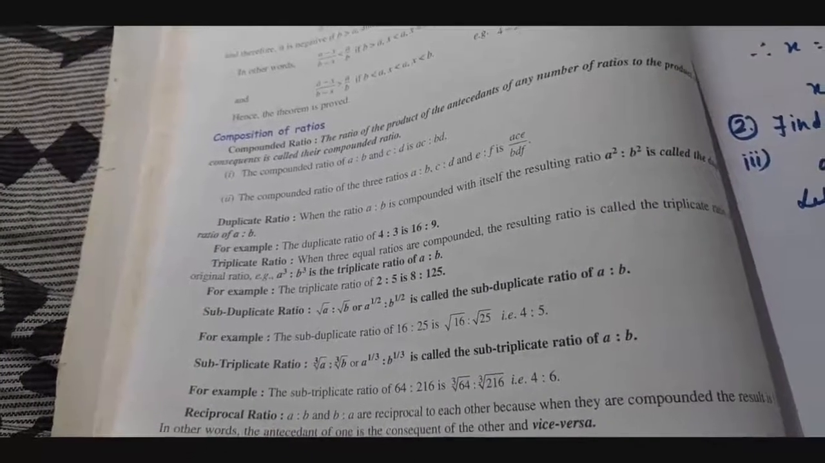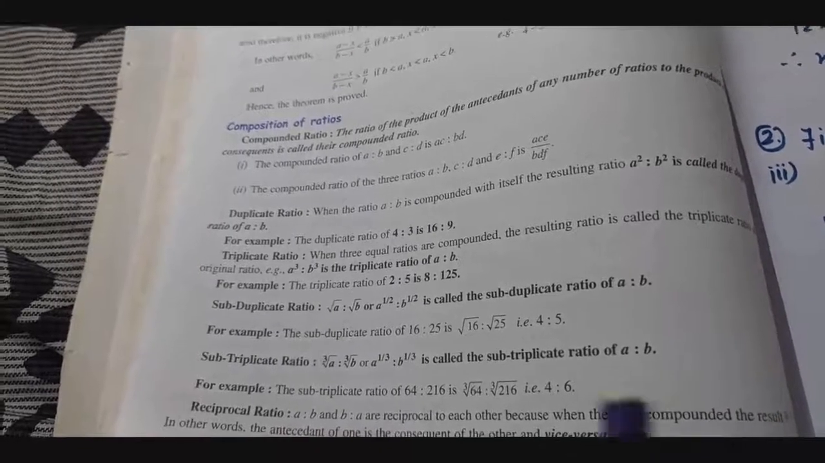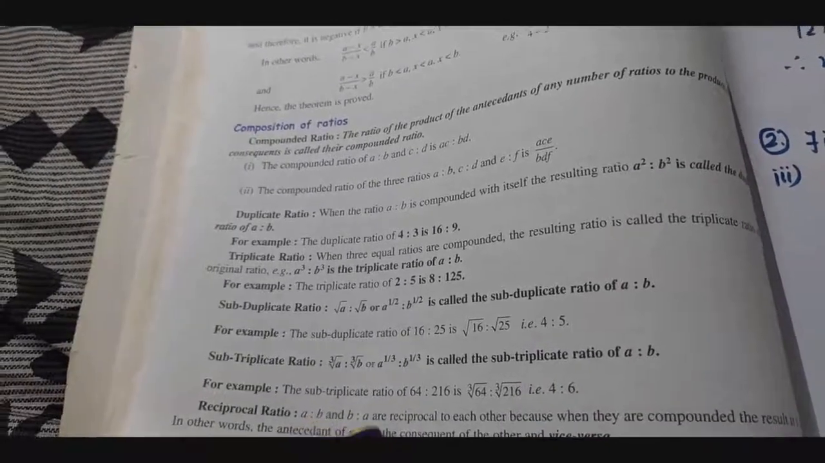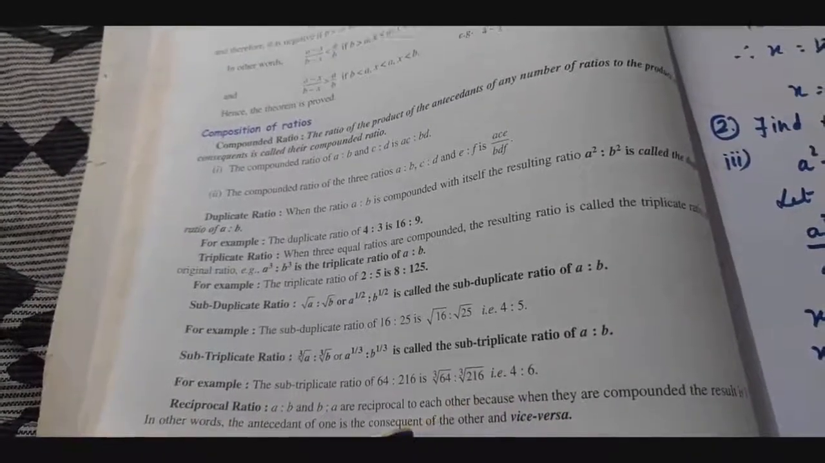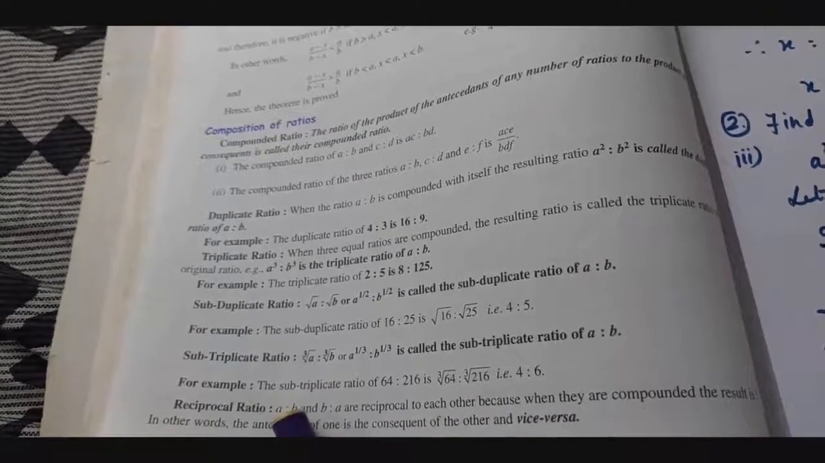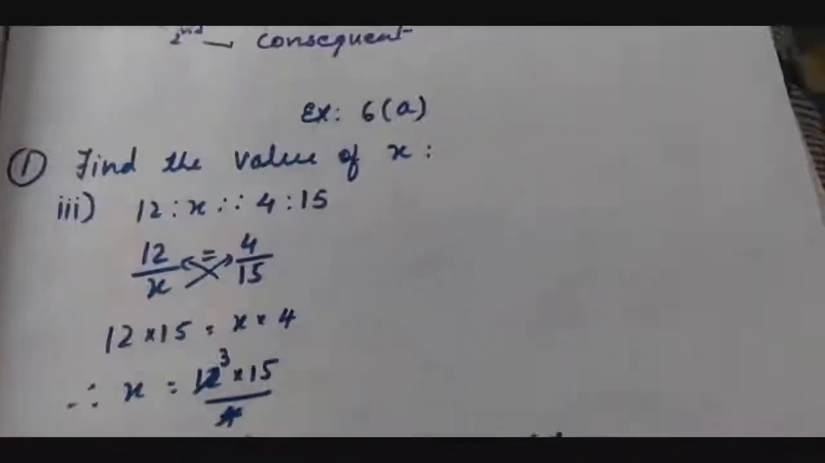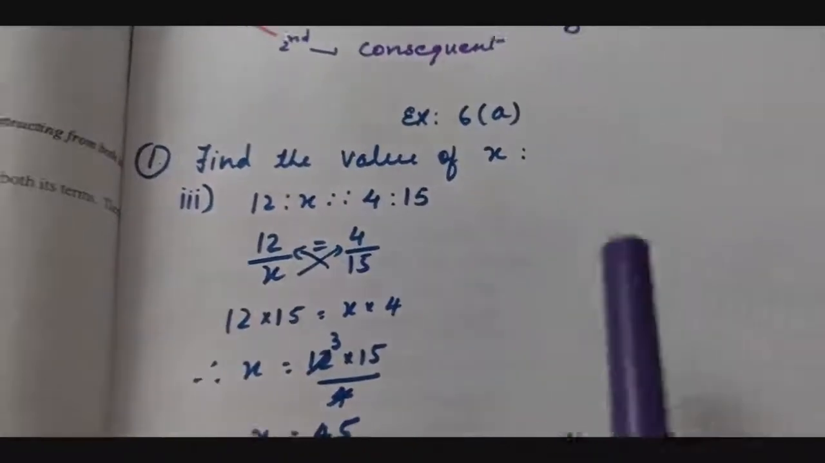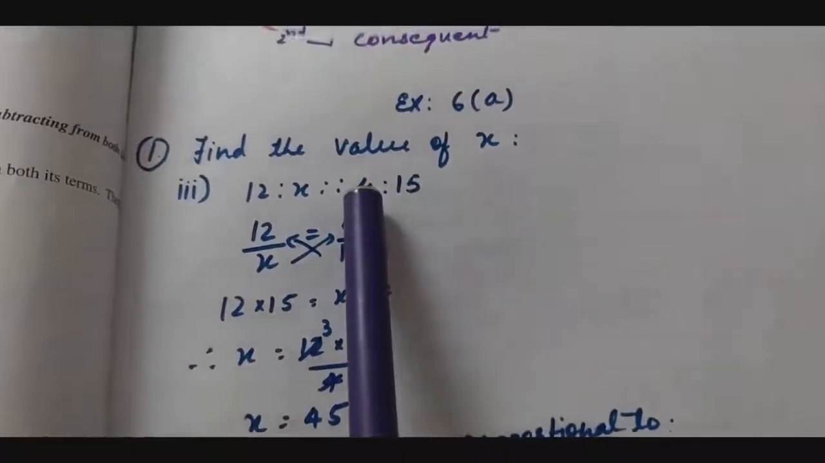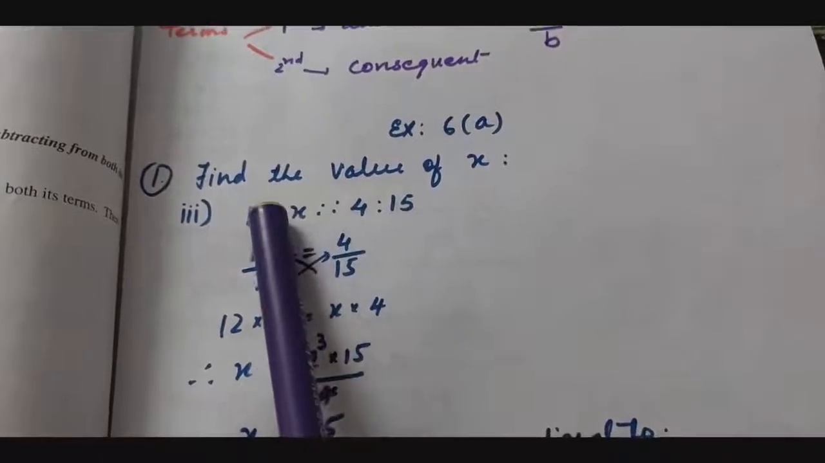Reciprocal ratio, by the name only you can understand, if you take the reciprocal of any ratio, then it is known as reciprocal ratio. Here A ratio B becomes B ratio A. Now let's see some examples of exercise 6A. This is, I think, a repetition. We have already studied ratio in 8th standard.